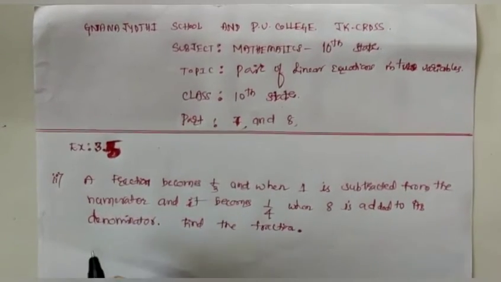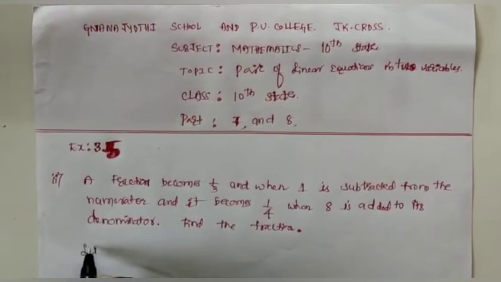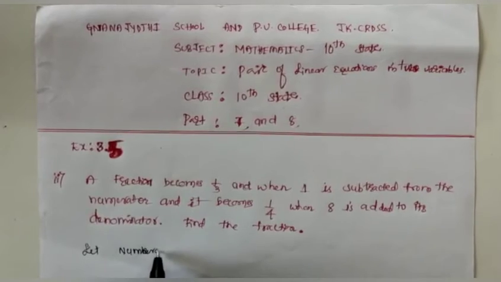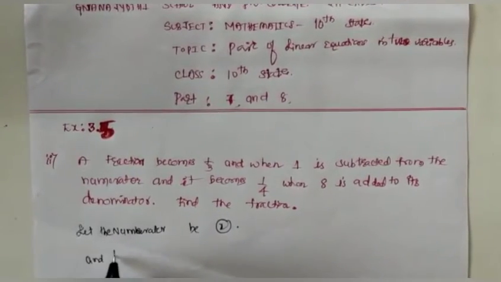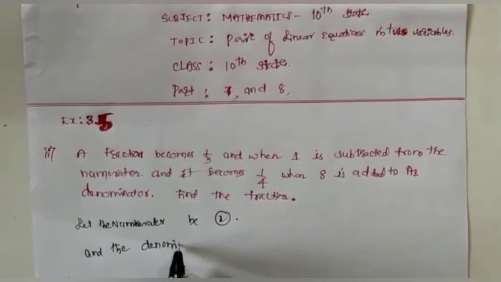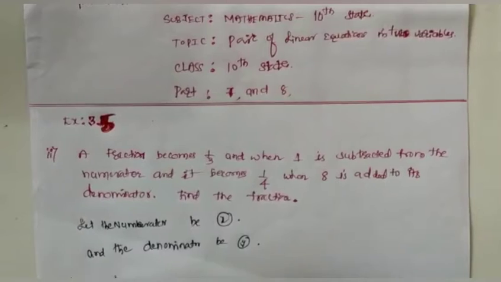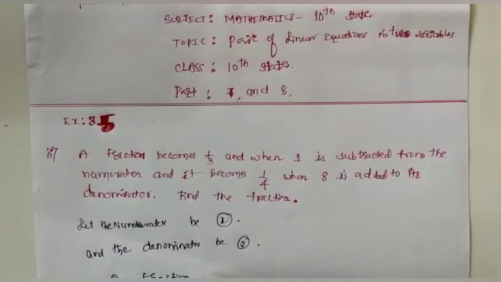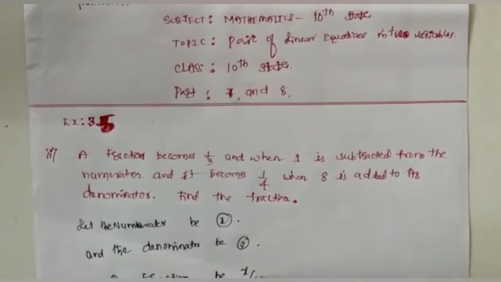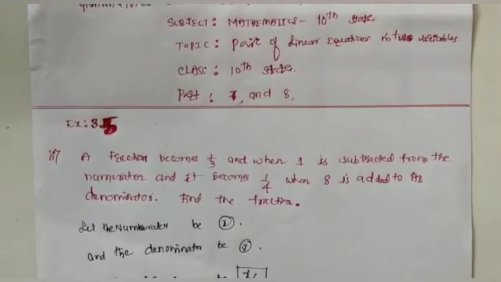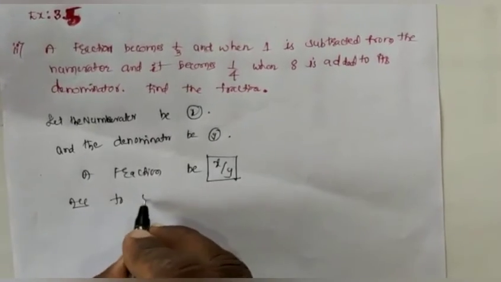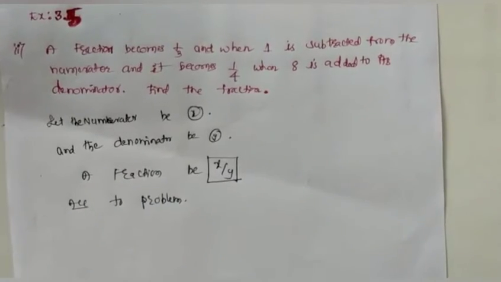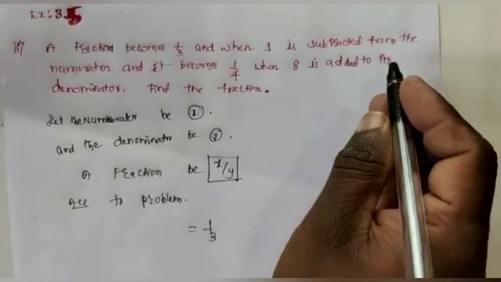Now I am going to solve the sum. Let the numerator be x and the denominator be y. Therefore the fraction is x by y. According to the problem, the fraction becomes 1 by 3 when 1 is subtracted from the numerator.